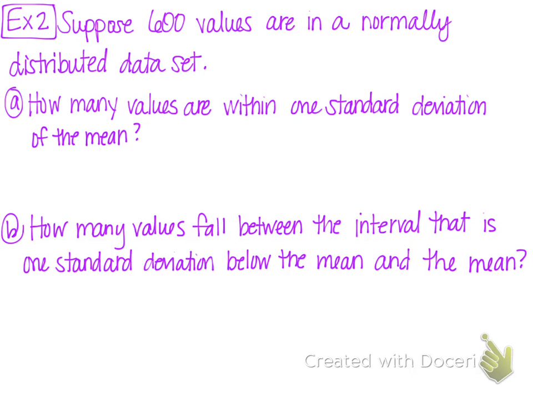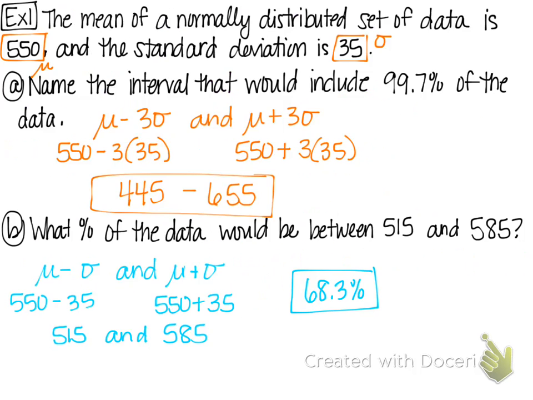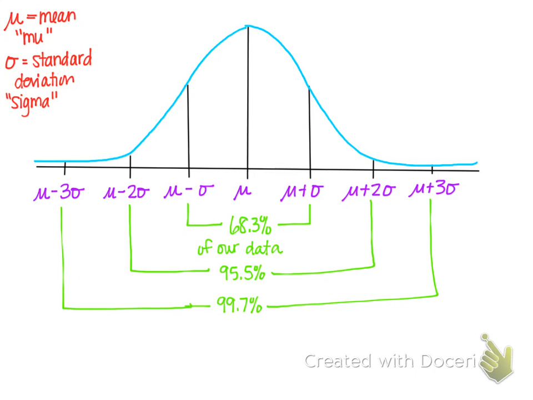So here's example 2. It says that suppose 600 values are in a normally distributed data set. So we're not given our mean and we're not given our standard deviation. So hopefully none of these questions will ask us anything where we need that. A says how many values are within one standard deviation of the mean. So let's go back to our normal curve. Within one standard deviation of the mean, we're talking about this right here. We want to know what 68.3% of the values are.